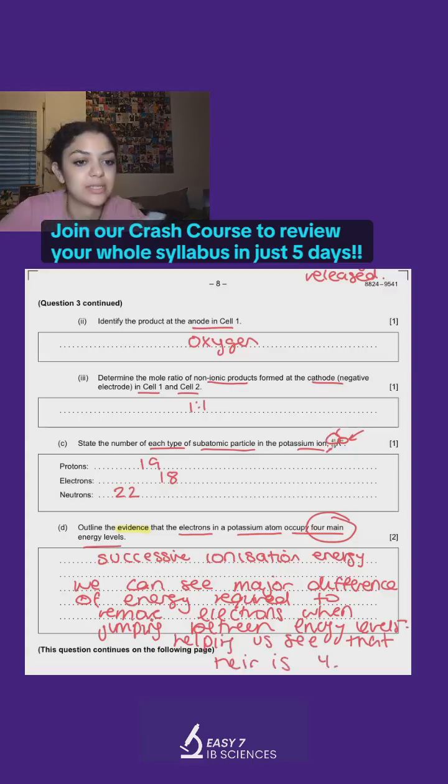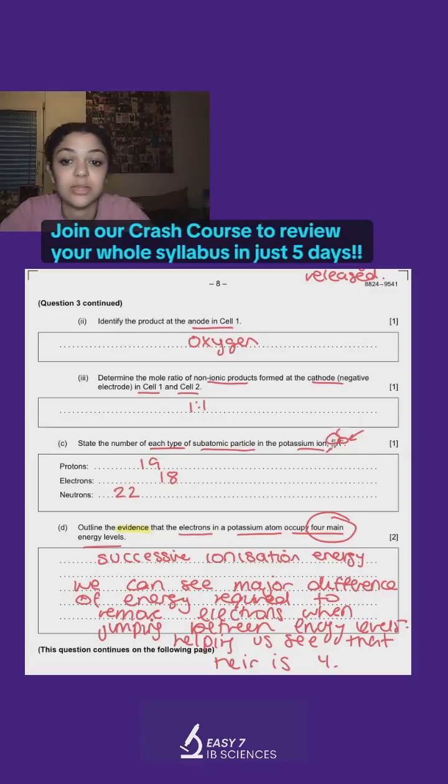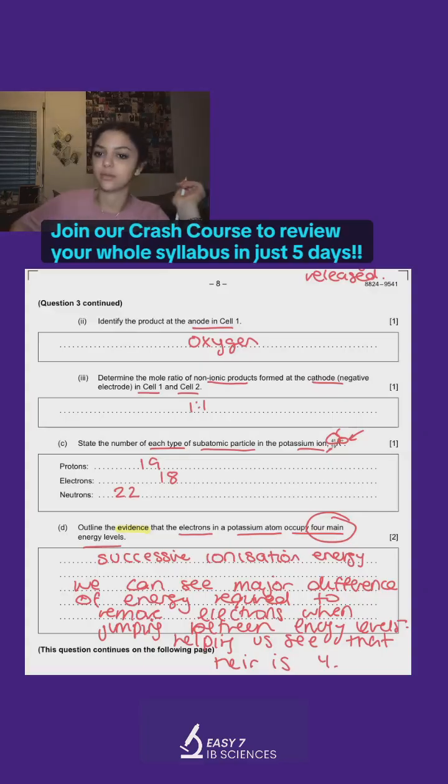And one thing that's nice is that they actually allowed you in the mark scheme to draw the graph. If you want to draw the graph, you can as well. And you would have gotten 2 marks if you just drew the graph. So there's 3 big jumps in successive ionization energy, and that helps us see that it's 4 main levels.